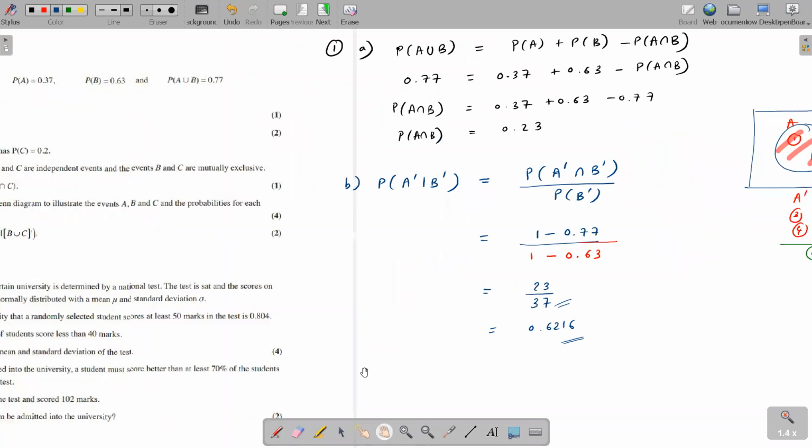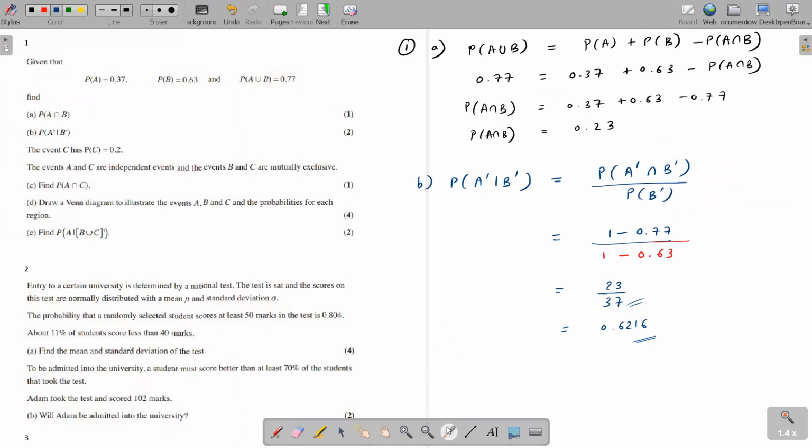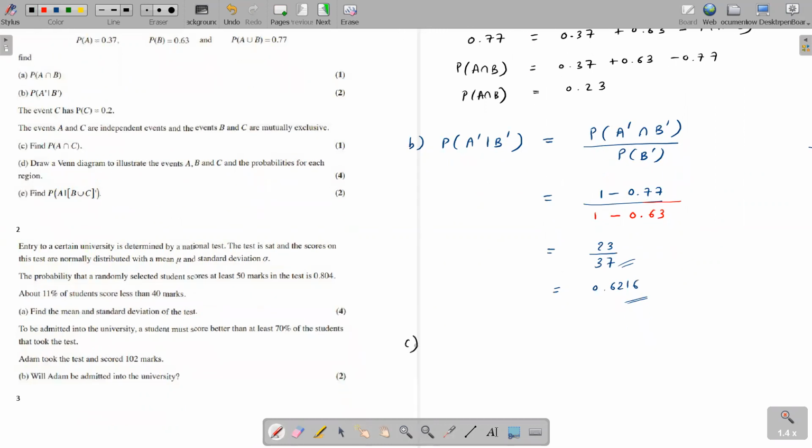Next one: the events A and C are independent events, and the events B and C are mutually exclusive events. Find A intersection C. Okay, so independent events and mutually exclusive events. Do you remember, if two events are independent, what's the rule for independent events? They say A and C are independent. There is a special rule that you follow when your events are independent. What is that?